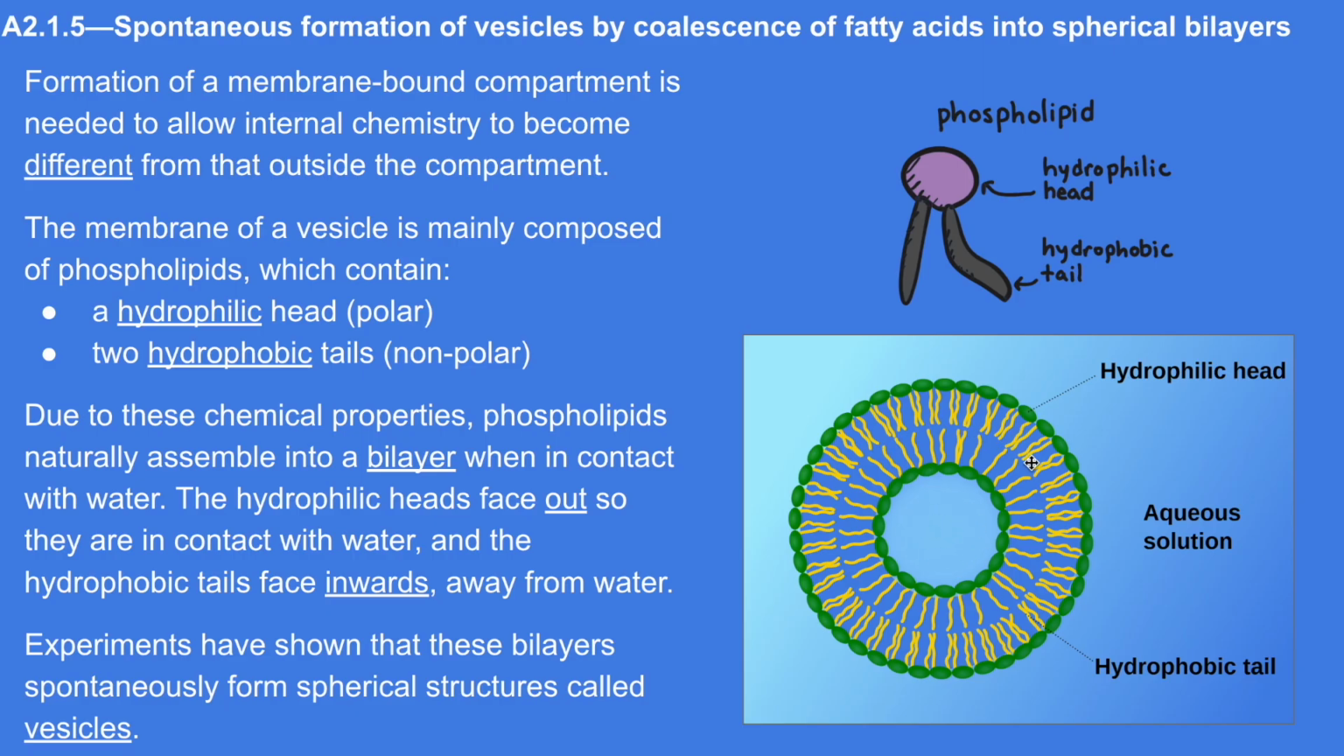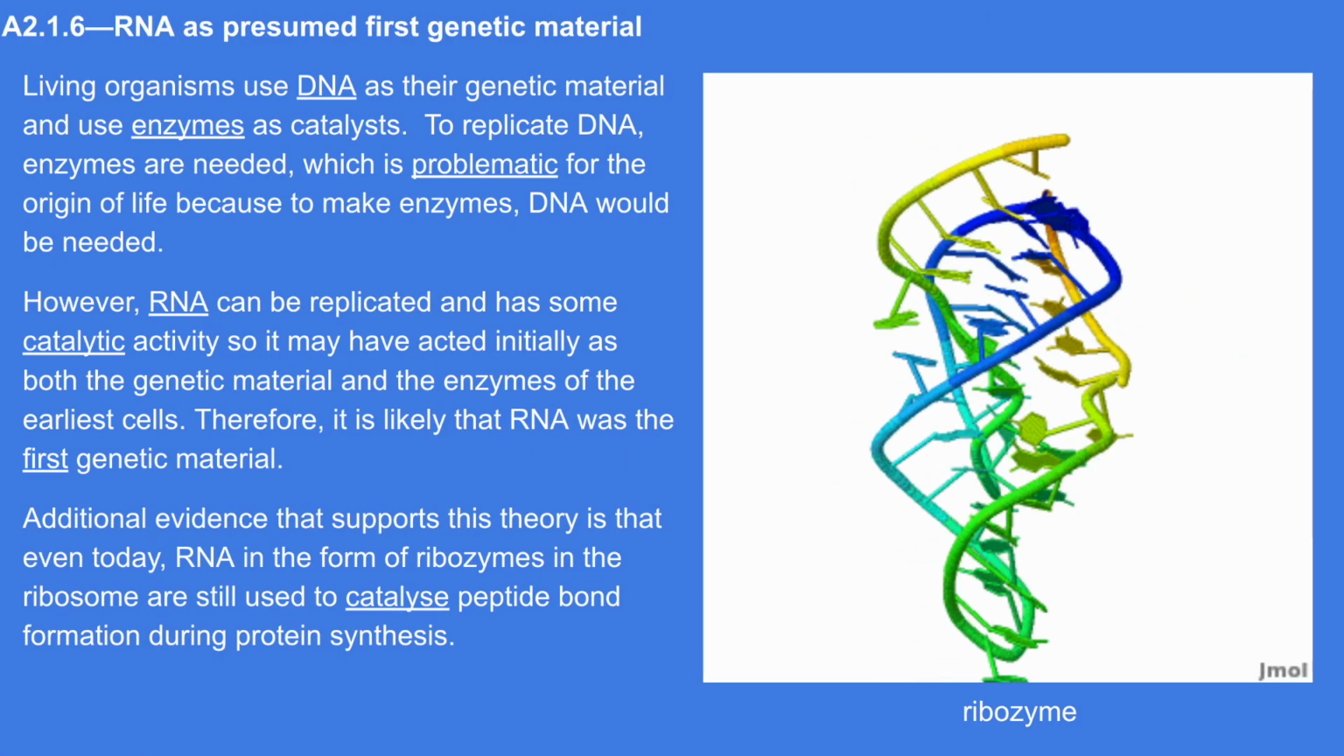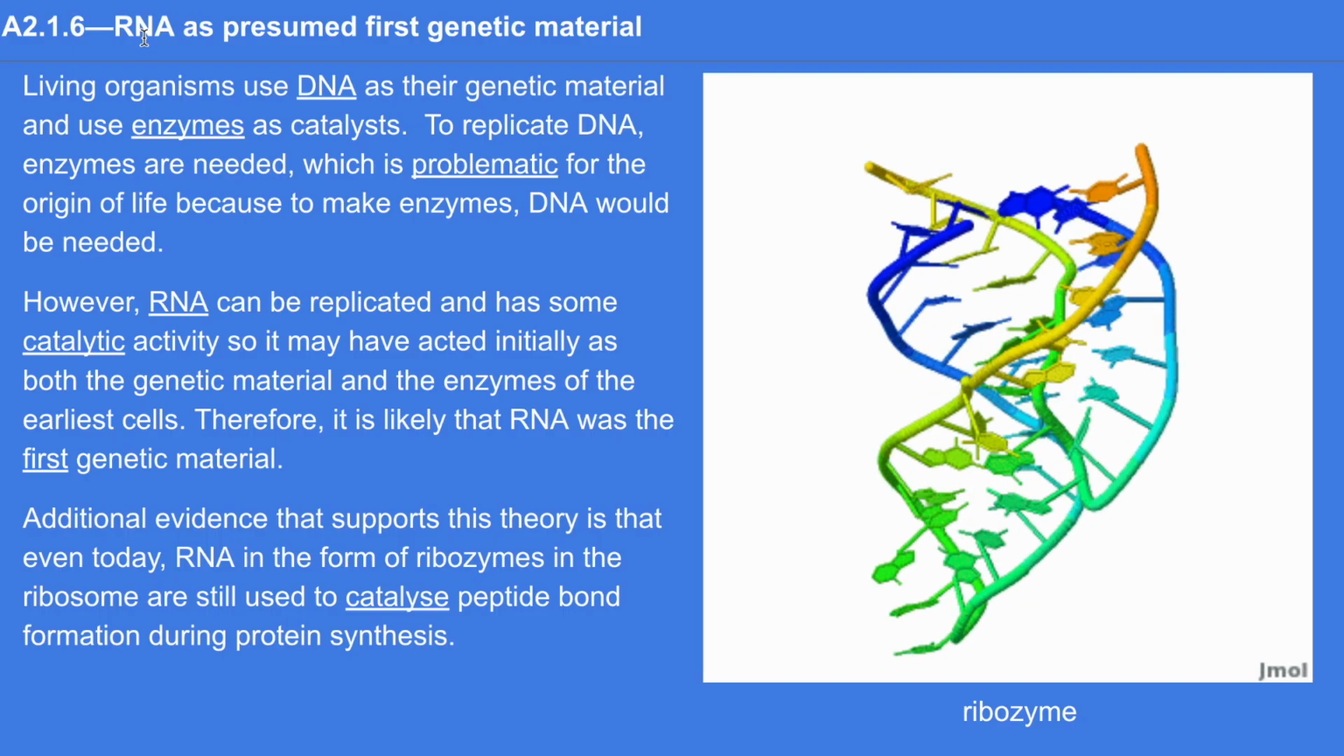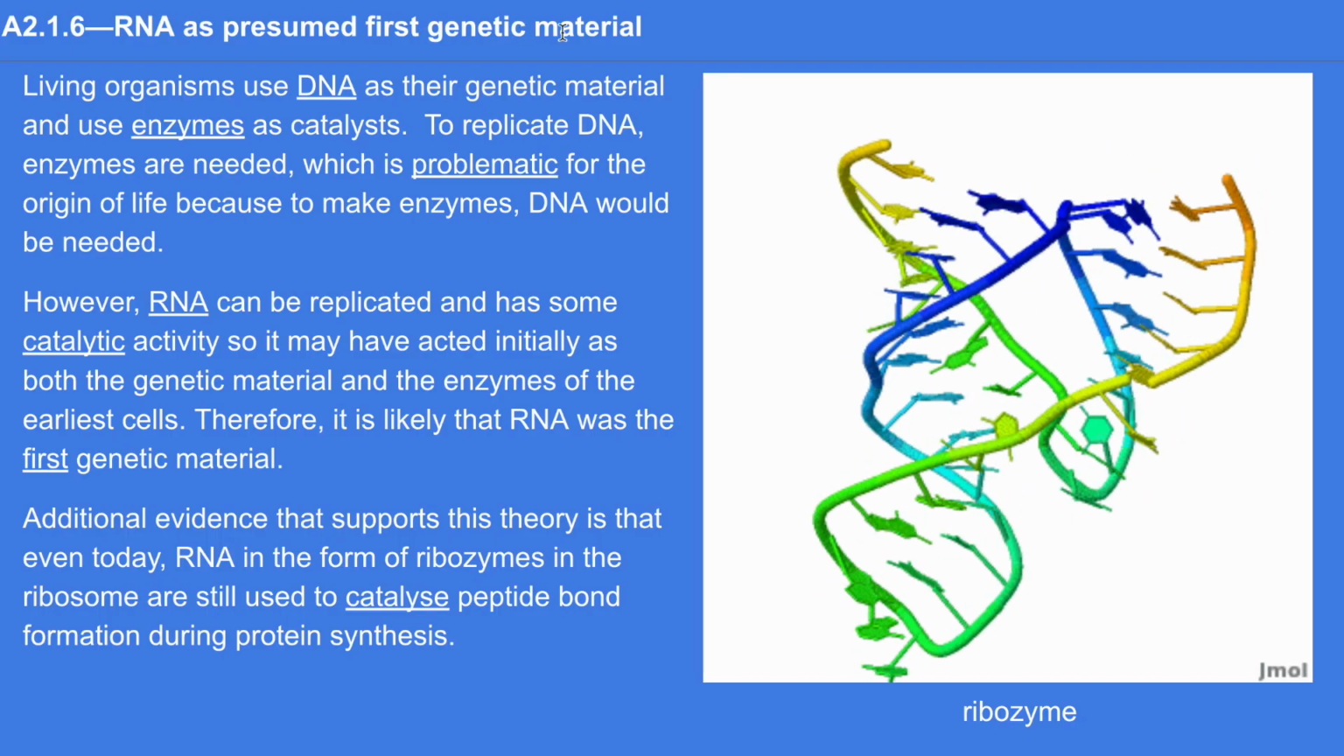And those nonpolar tails facing each other are going to help form this structural layer that doesn't require any energy to form. It's just based on the molecular properties of this molecule. And in fact, experiments have shown that these bilayers spontaneously form spherical structures called vesicles. We can explain how the third and fourth challenge can be overcome by looking at the fact that RNA could have been the first genetic material.